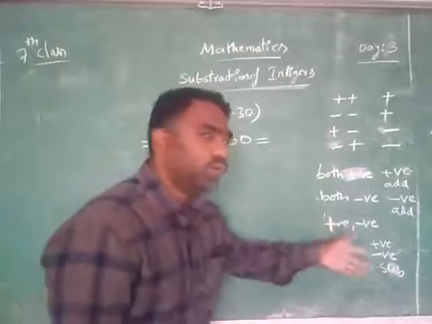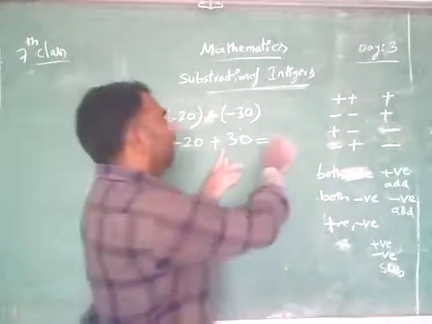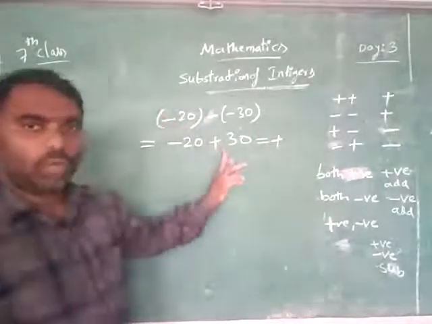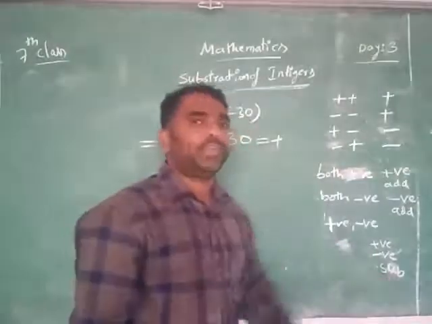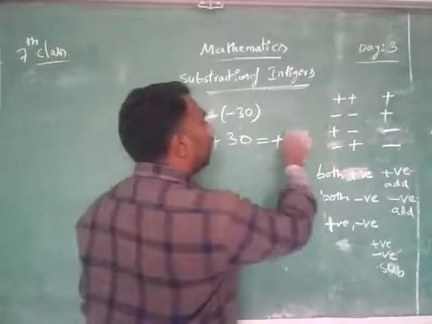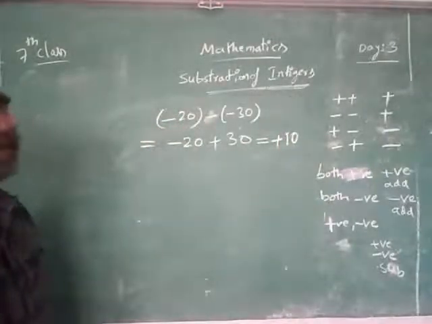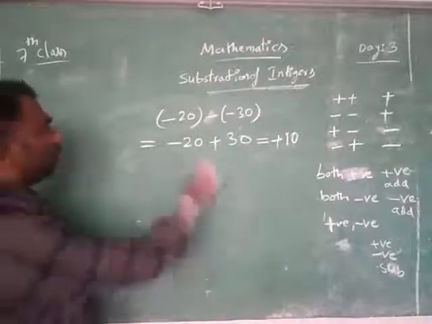How do you get answer? You know that. Which is bigger? Positive bigger. So answer will be positive. How do you get it answer? By subtraction. By subtraction means 30 minus 20, 10. That is the way of doing subtractions. So one more.